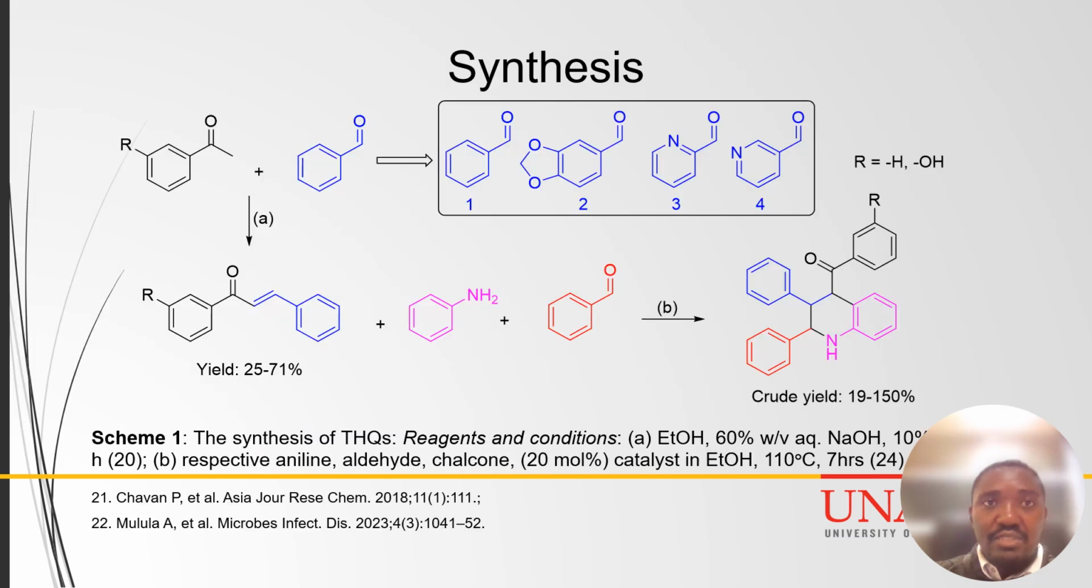And then the other aspect is in terms of synthesis. The first aspect was the synthesis of the chalcone, which we did through the Claisen-Schmidt condensation, and we produced our chalcone using different acetophenone as well as aldehyde derivatives with a yield of 25 to 71%. And then we carried out the chalcone through a Povarov reaction using an aniline and aldehyde, and we obtained our THQ at a yield of 19 to 150%.